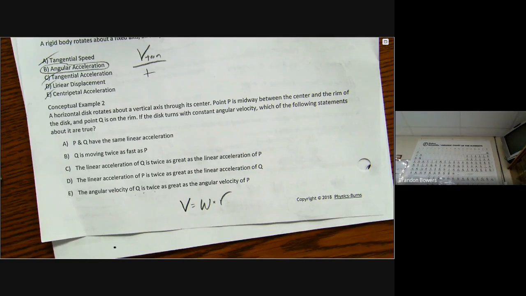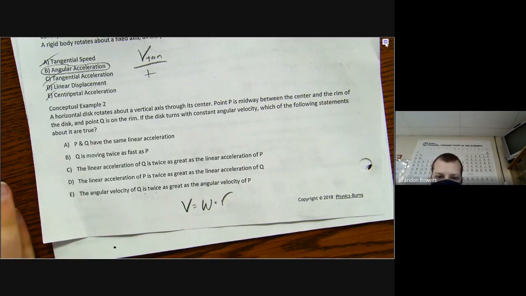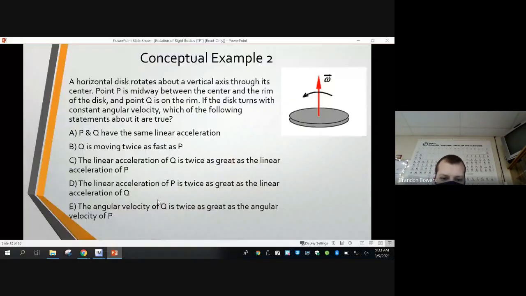I'm missing something. What does the answer piece say? I haven't got that far. Maybe if we use B and C. Wait, oh. The linear acceleration of Q is twice as great as the linear acceleration of P. It's not true, they use tangential gravity. Wait, is C sure right too? That holds up. Now I'm even more confused.